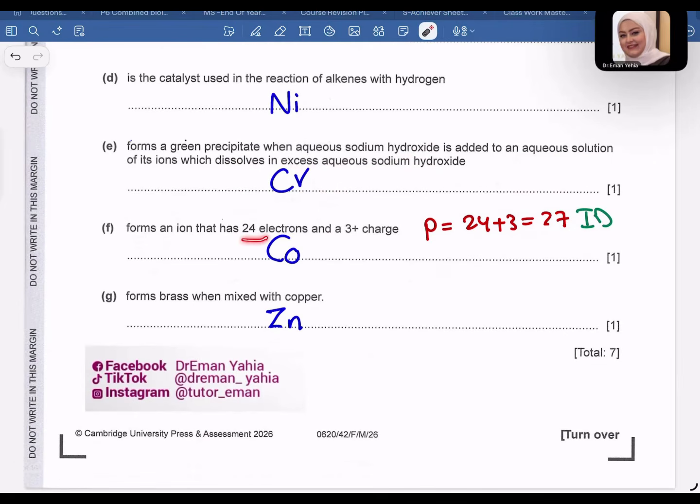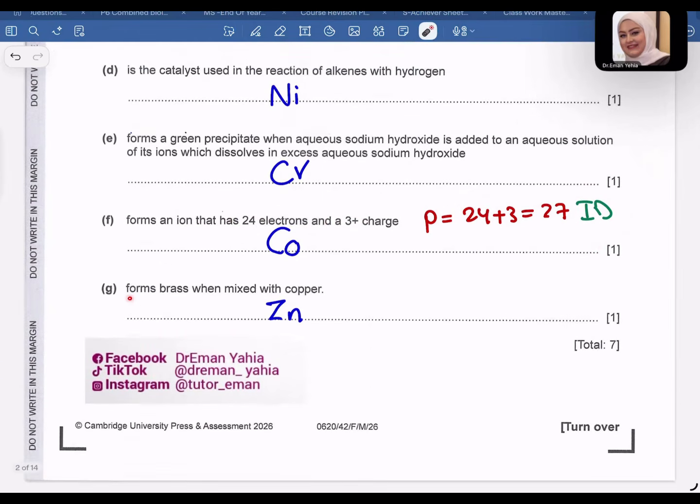Forms an ion that has 24 electrons and a positive 3 charge. How to identify that? The proton number is the ID. How to calculate the proton number? The ion contains 24 electrons, and the charge of positive 3 means it lost 3 electrons. So the total number of protons is 24 plus 3, which is 27. So the ID of this element is 27. And forms brass when mixed with zinc: copper forms brass.